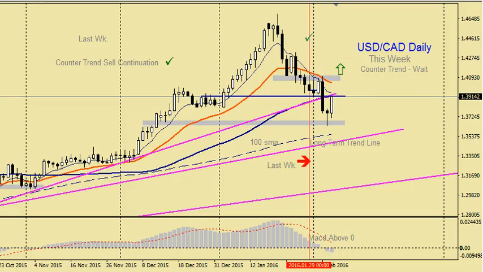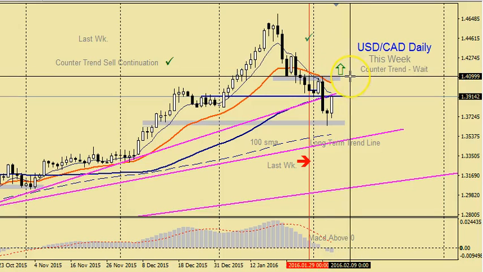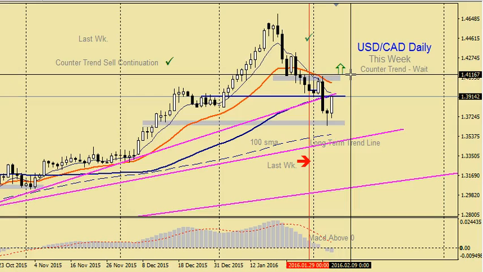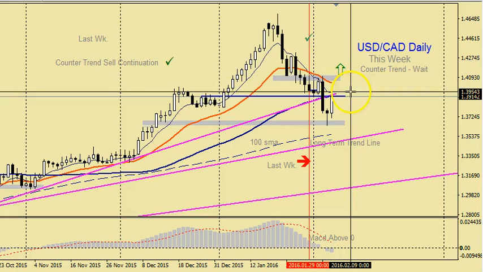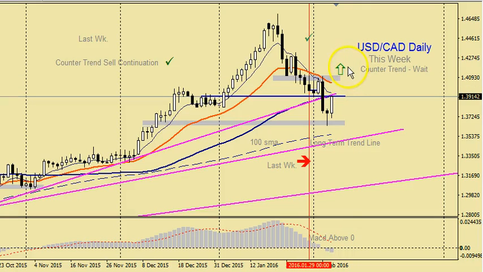So price would have to close above the 141.20 area for me to even consider a trade to the upside.